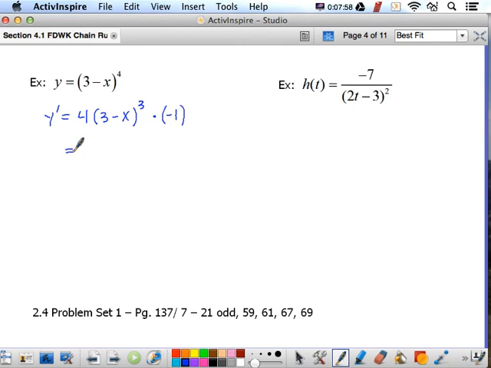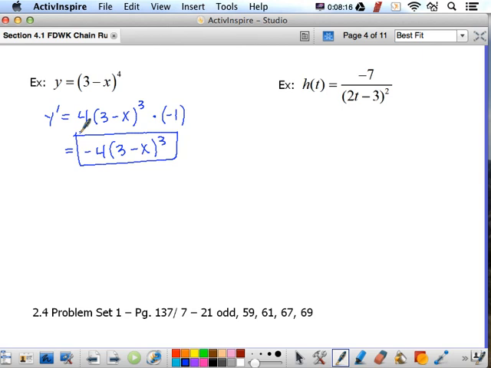On the outside of the parentheses, we have a 4 and a negative 1. We multiply those together and get a negative 4, 3 minus x, quantity cubed. So that's probably the easiest one. Do you guys have any questions so far?